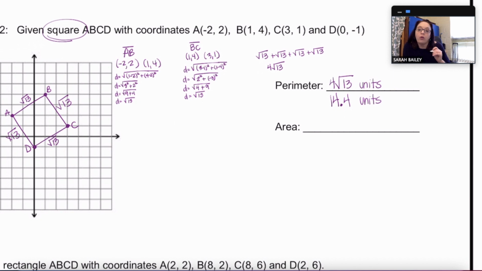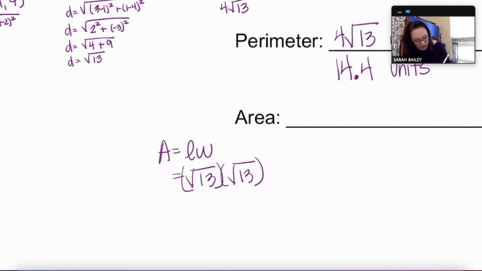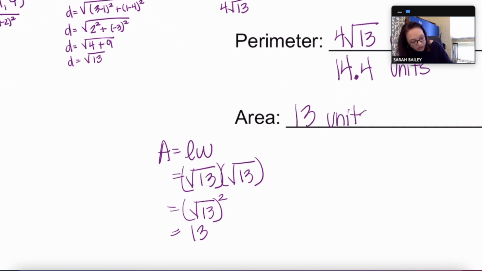Or area of a square is side squared. So let's do that. I'll just write length times width though. So that's the square root of 13 times the square root of 13. In other words, the square root of 13 quantity squared. Well, taking the square root of something and squaring something, remember that they're opposites. So really that's going to be 13. So the area is 13 square units.